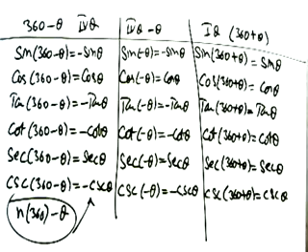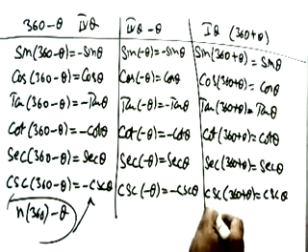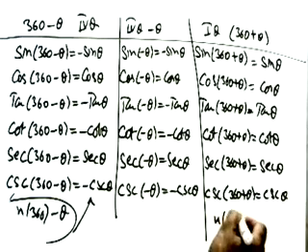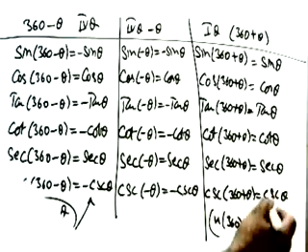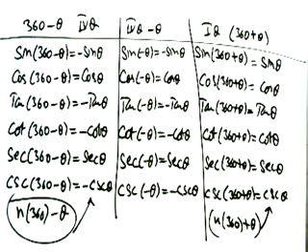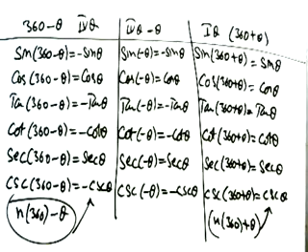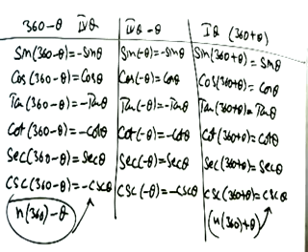360 plus theta means first quadrant. So in the first quadrant all are positive and there is no change for 360. So everything remains the same. Also n into 360 plus theta has the same formulas, and that means the same first quadrant. Okay, so either sine of 360 plus theta equals sine theta, or we can write sine of n into 360 plus theta equals sine theta.